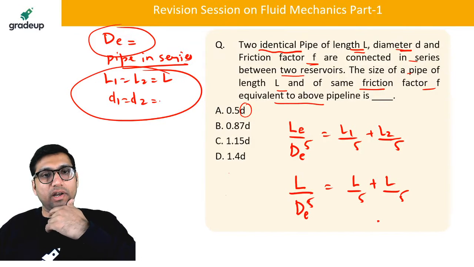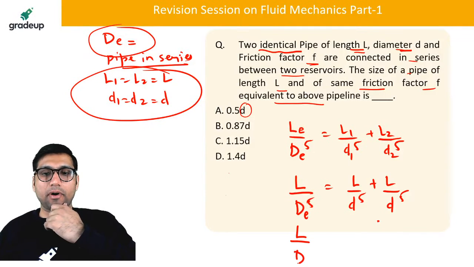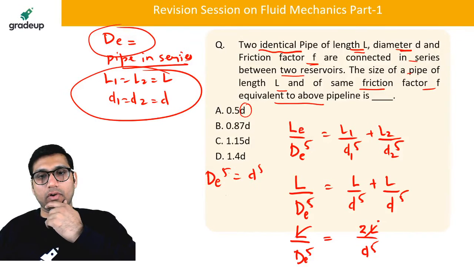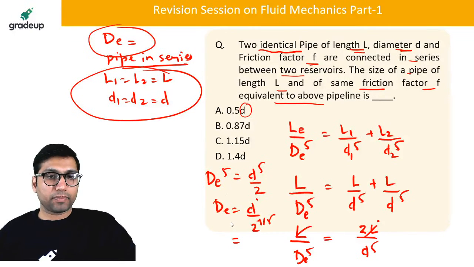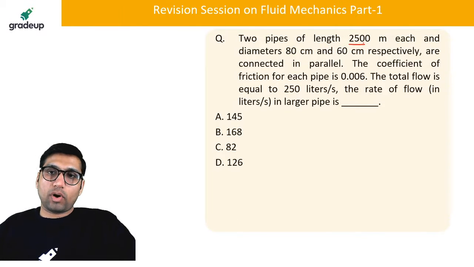D1 is equal to D2 is equal to D. So that will be D1 power 5, D2 power 5, which is D power 5, D power 5. That will be L by D power 5 is equal to 2L by d power 5. This will get cancelled out. We can simply say that equivalent diameter power 5 is equal to d power 5 divided by 2. So the equivalent diameter will be equal to d divided by 2 power 1 by 5. We get this value as 0.87 d. Okay, simple.